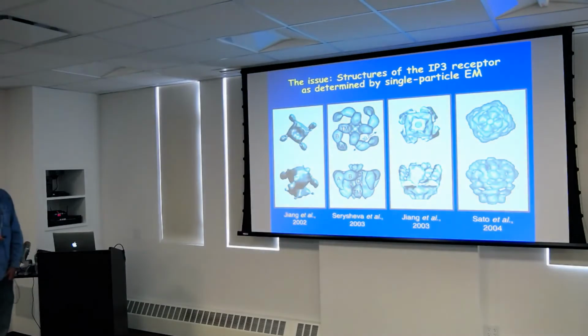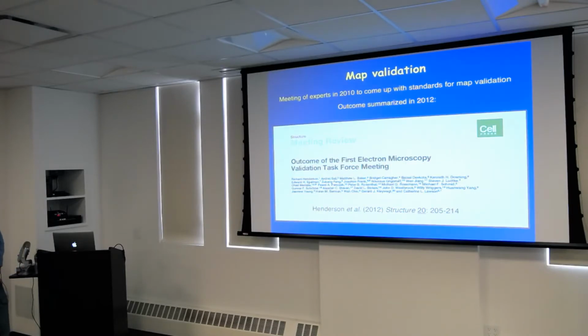So validation brings us back to the IP3 receptor. This was really the big, I mean, this made us a laughing stock for X-ray crystallographers. You have 4 times the structure of the same protein, and it's just nothing in common. So it was decided that the EM field has to really address this problem. And so there was a workshop on validation. How do you actually make sure that if you publish something, it's correct or not?